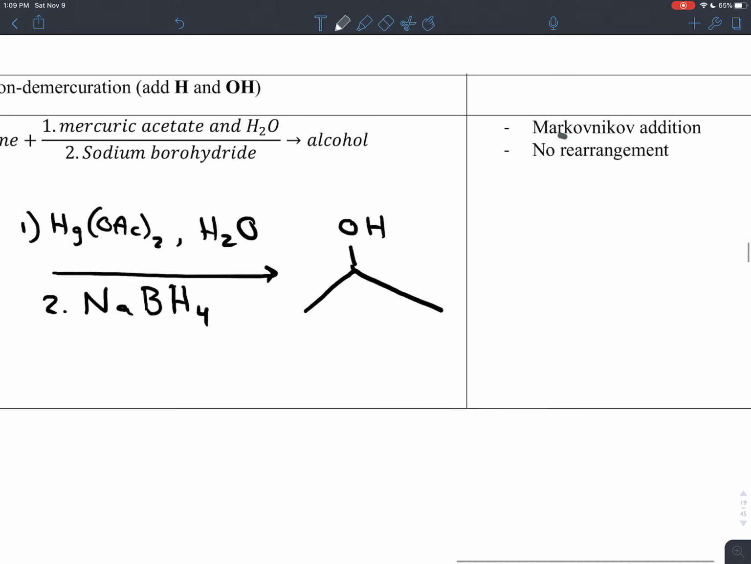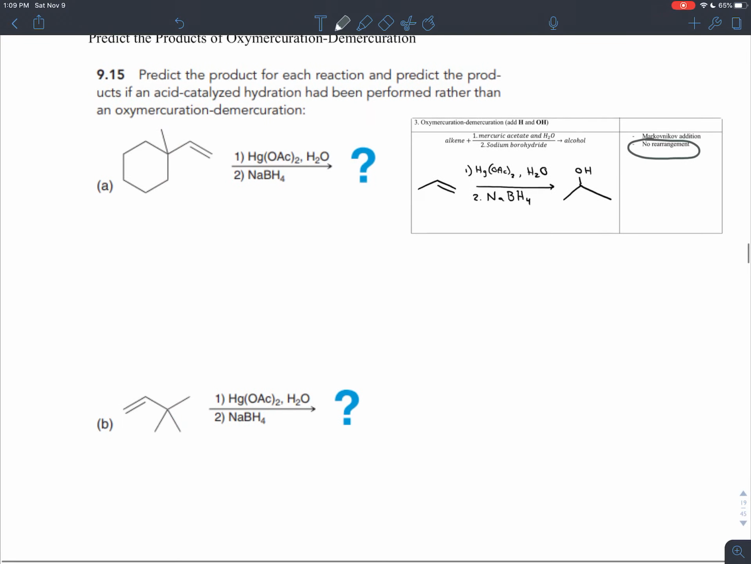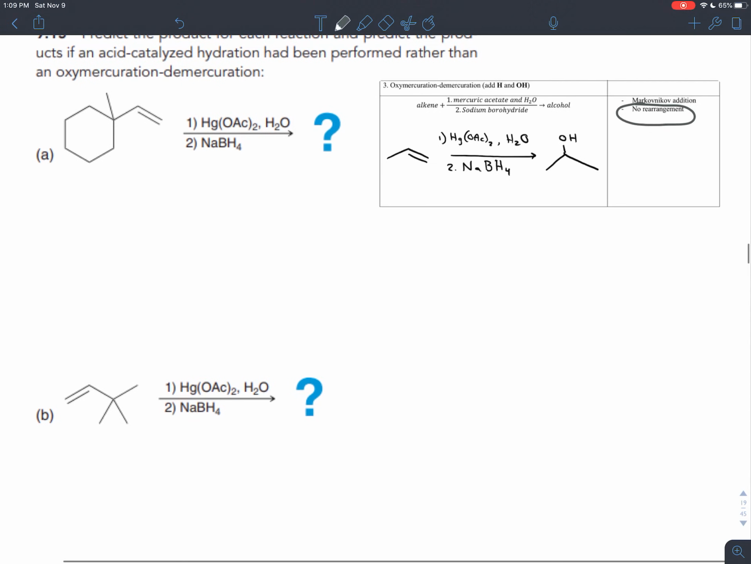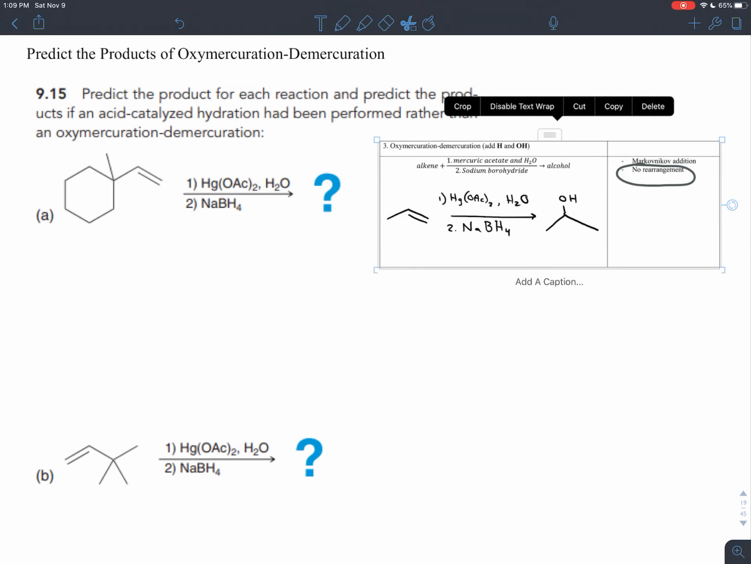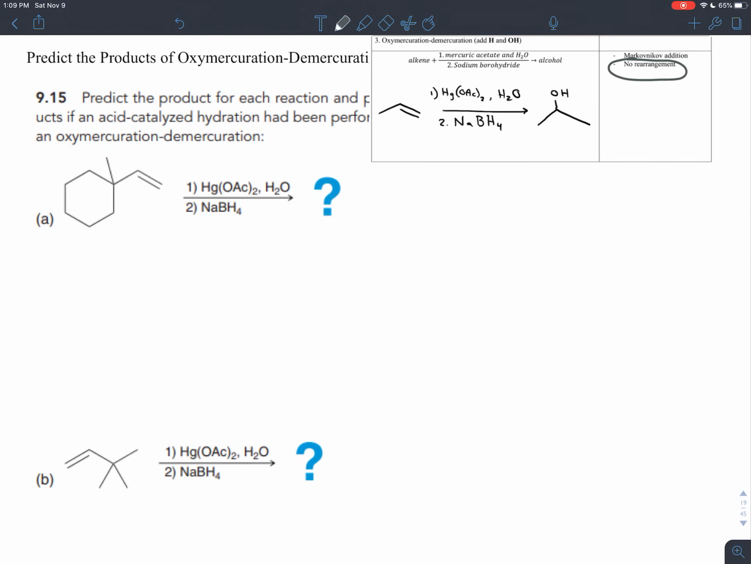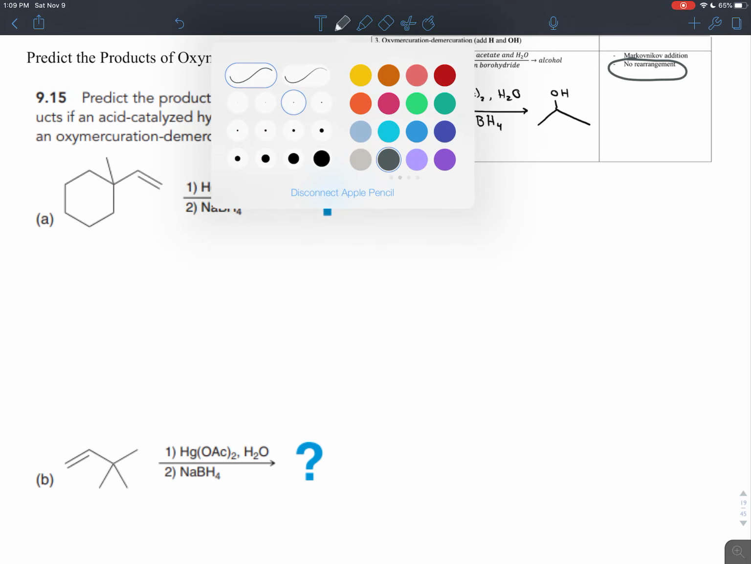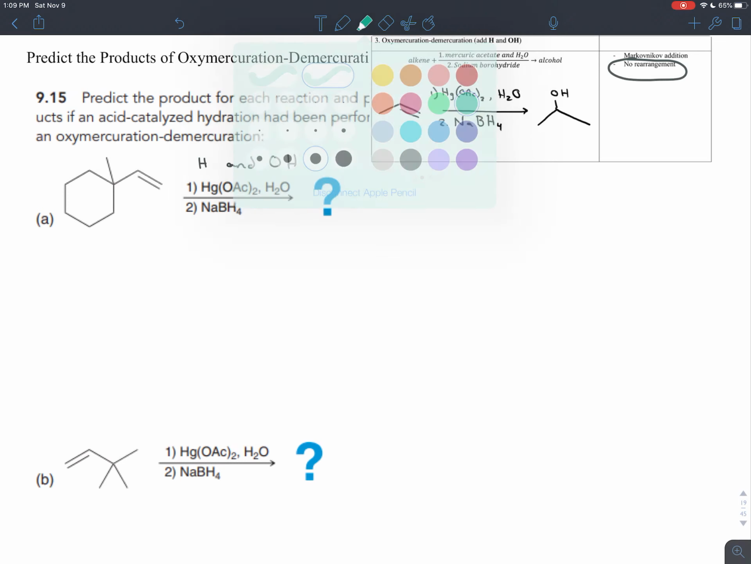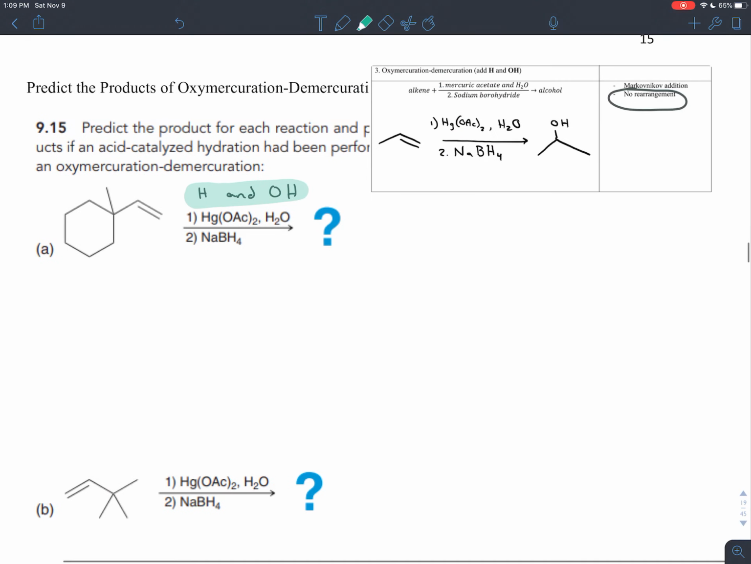And the difference is that you do not get rearrangement with oxymercuration-demercuration. And you'll see that in each of these examples, or at least in these first two examples, you don't get rearrangement, whereas you would with acid-catalyzed hydration. So let's first just draw the oxymercuration-demercuration product, and then we'll also draw the acid-catalyzed product to compare. With oxymercuration-demercuration, you are adding two things onto the molecule, H and OH, and it is going to be Markovnikov addition.